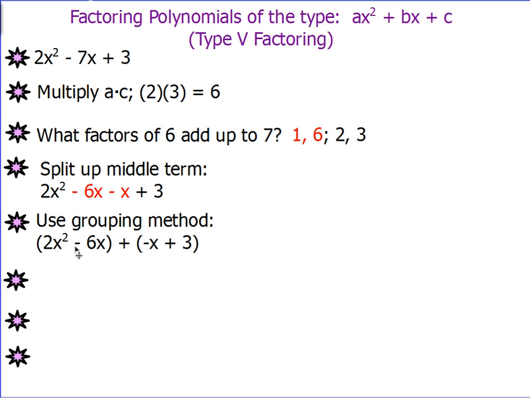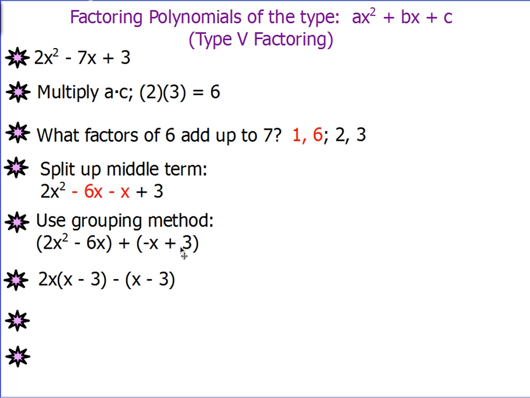Anyway, I'm down here. What is my greatest common factor here? Well, the greatest common factor between 2 and 6 is 2, and the greatest common factor between x squared and x is x. So 2x is my common factor. What's left when I pull that out? I divide 2x squared by 2x, I'm left with x. If I divide that 6x by 2x, I'm left with 3. And again, I do my little mini check. Distribute back. That's 2x squared, and that's minus 6x. Okay, I did that correctly.